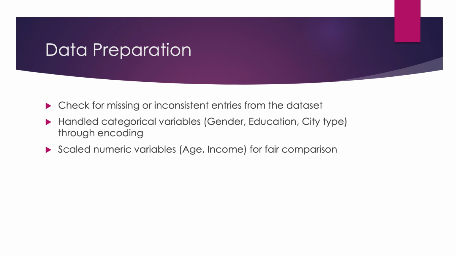We also had to handle the categorical variables that we had: gender, education, and city type. How we did that was we used encoding. You take those categorical variables and essentially turn them into numeric variables and create some new columns. Another thing we did is we scaled the numeric variables. There was a large discrepancy between income and age. The reason we wanted to scale those is because k-means groups points based on distance, so we wanted each variable to carry equal weight.